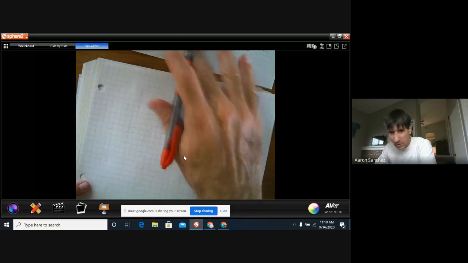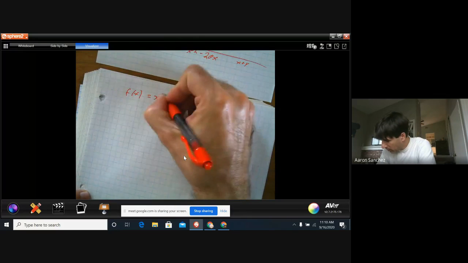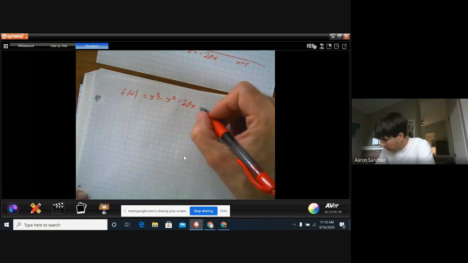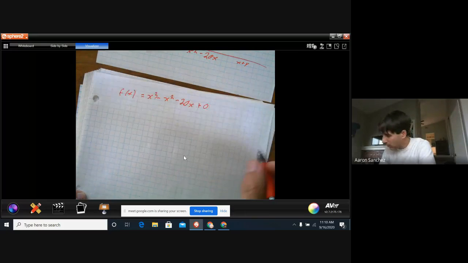Can you see both of them? I'm right at the top here. f of x equals x cubed minus x squared minus 20x, plus 0, because we need the 0 there, right? To see if it factors completely.